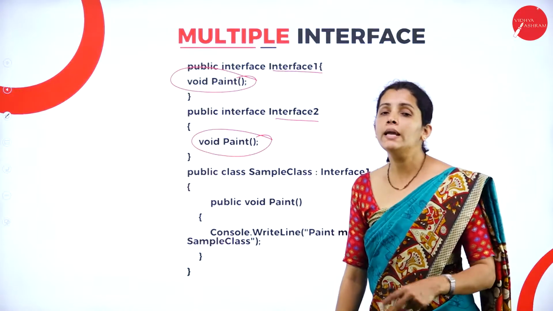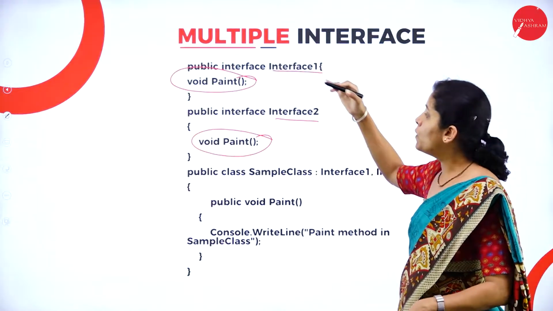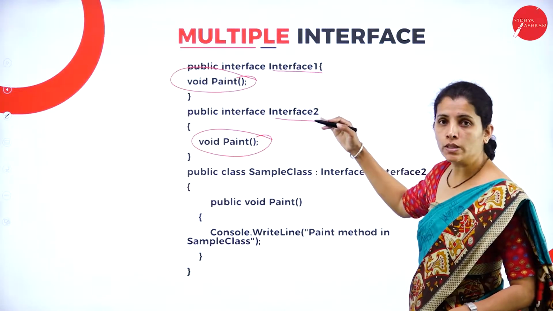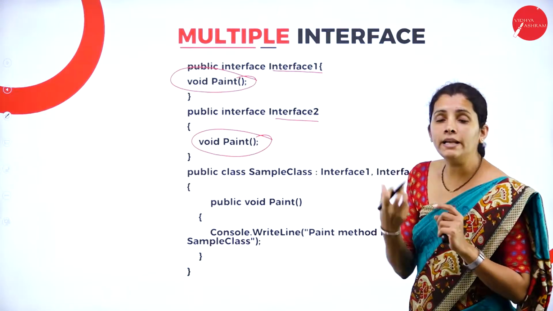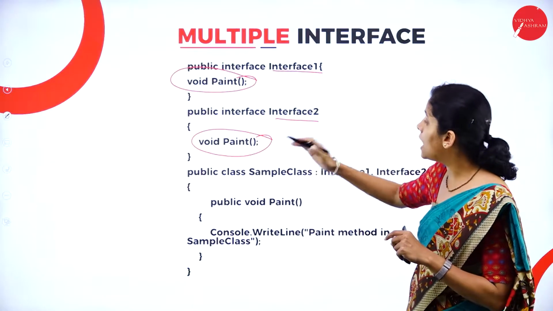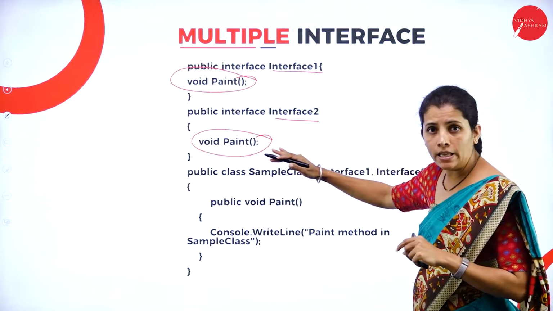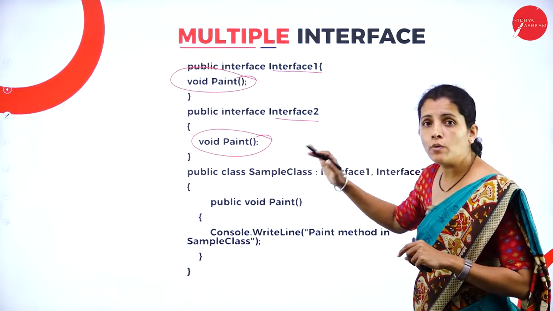Now I am going to implement Interface1 and Interface2. That means I am going to write the implementation part in my class. To implement the method, what do I want to do?